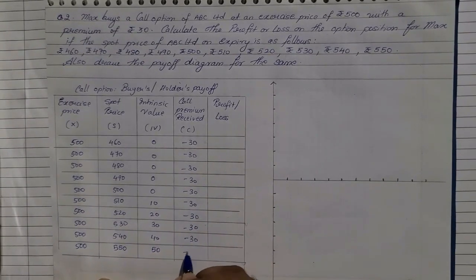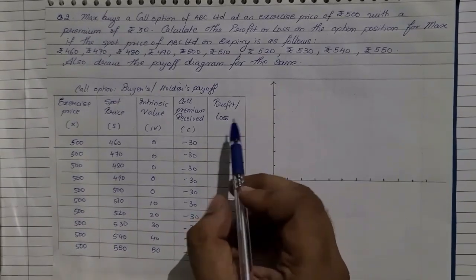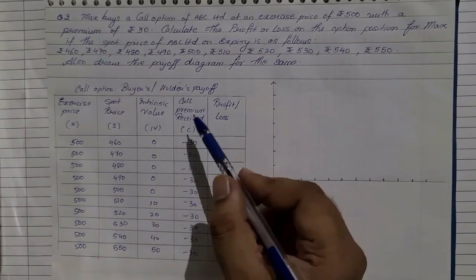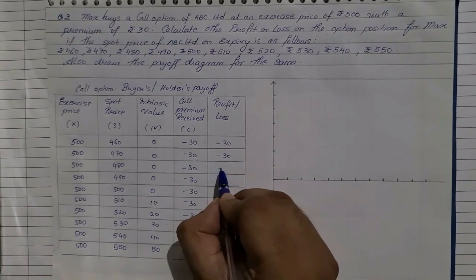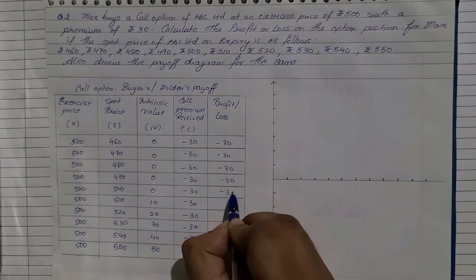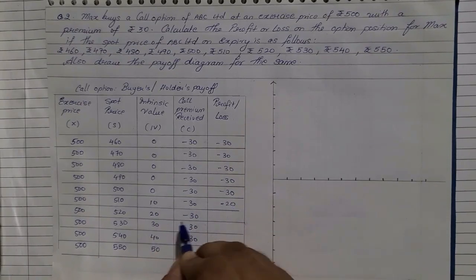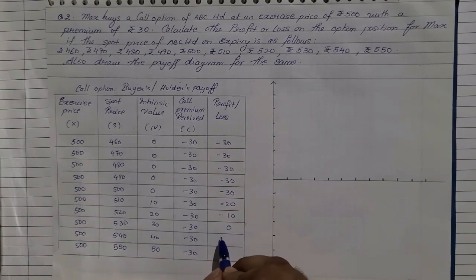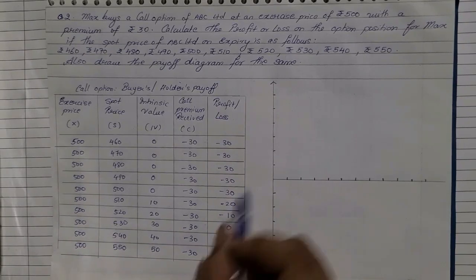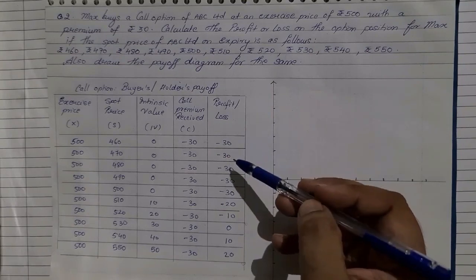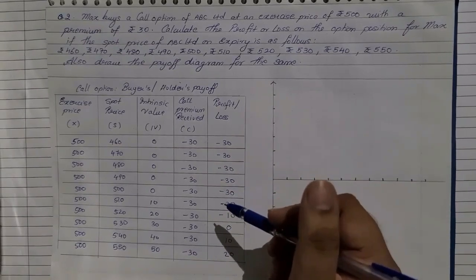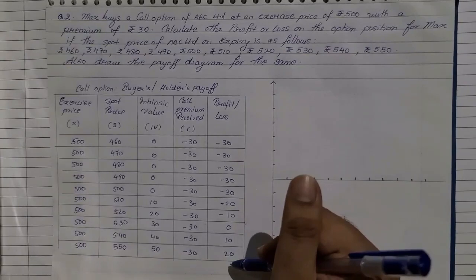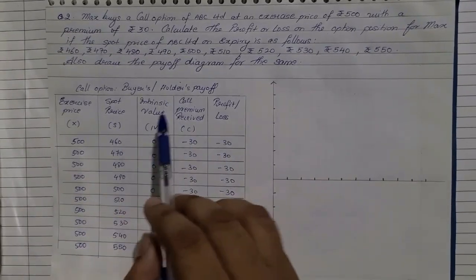The last part is where we need to find the profit or loss. Profit and loss is nothing but the difference of intrinsic value and premium. So 0 minus 30 will give you negative 30. Again, 0 minus 30 is negative 30. Negative 30, negative 30, negative 30. Thereafter, it is 10 minus 30, so negative 20, negative 10. We have a 0, that's the equilibrium. Then 40 minus 30 is positive 10. And lastly, we have positive 20. So our profit and loss is negative 30 up to the point where spot and exercise are the same. Thereafter the profit and loss changes, so it becomes negative 20, negative 10, 0, 10 and 20. This is how we have to create the call option buyer's payoff table.